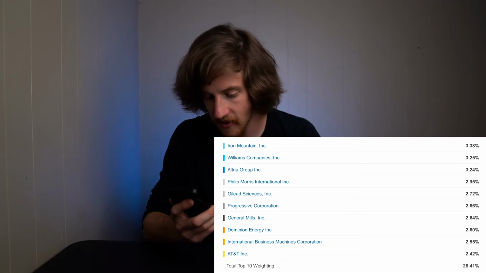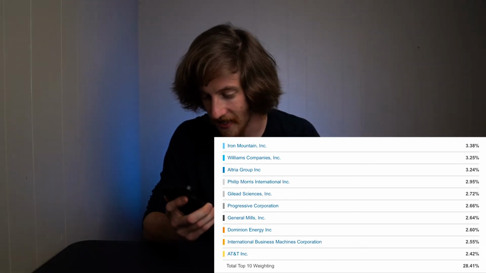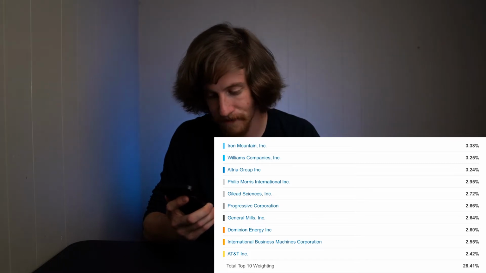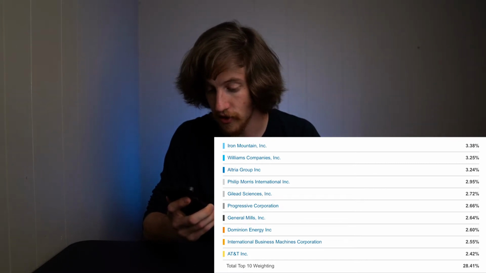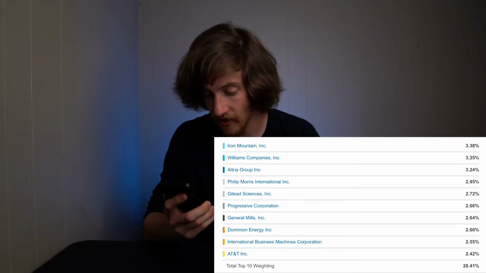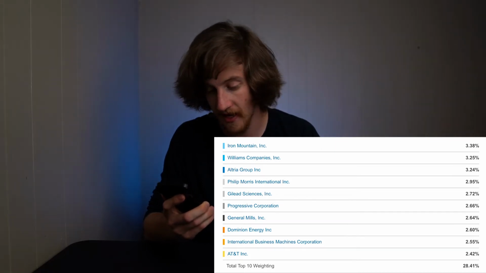Next, we got Williams Companies, Altria Group, Philip Morris International, Gilead Sciences, Progressive Corporation, General Mills, Dominion Energy, International Business Machines, and AT&T. And then all the way at the bottom, we've got the AIM Treasurers Series Funds Inc. Premier U.S. Government Money Portfolio Institutional at 0.35% of the fund. If we go up one more, we've got One Oak or ONEOK at 1.05%. So each company is between 1 and 3% of the fund, and we'll get into why this is beneficial at the end of the video.